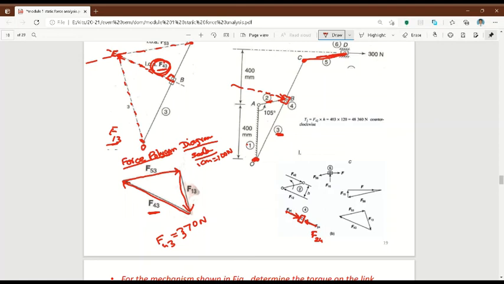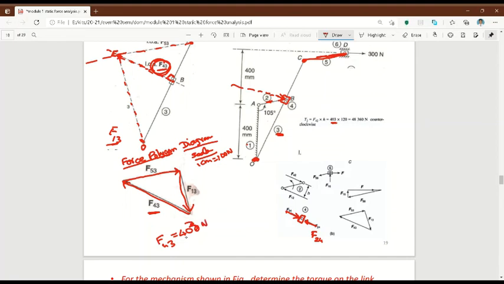See, in the question they got the value as 403. Book answer is 403, so 4.03 centimeter. This F43 length will be 4 centimeter. So here I have to write 400 or 403. Book answer is 403 Newton.